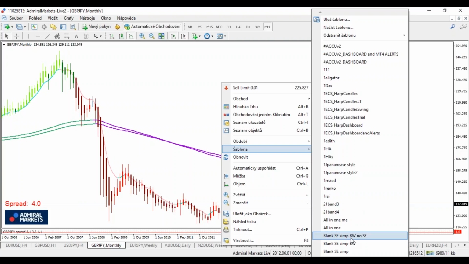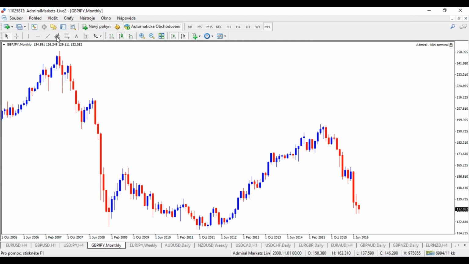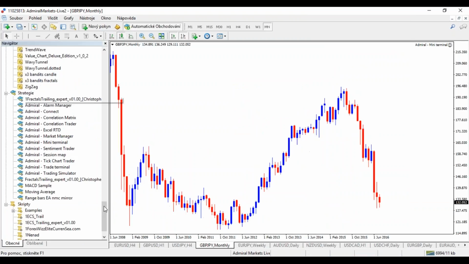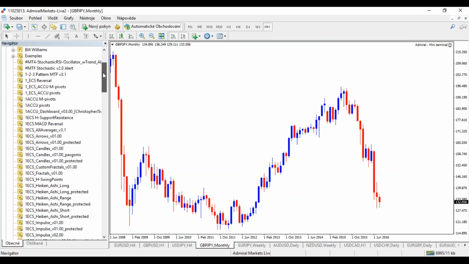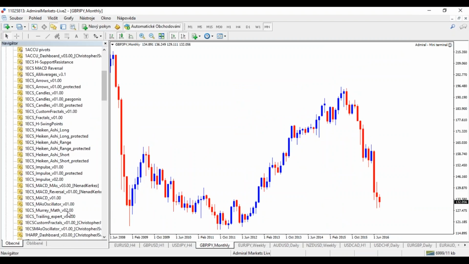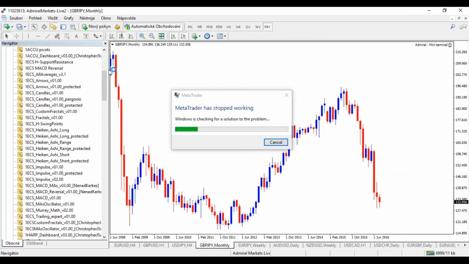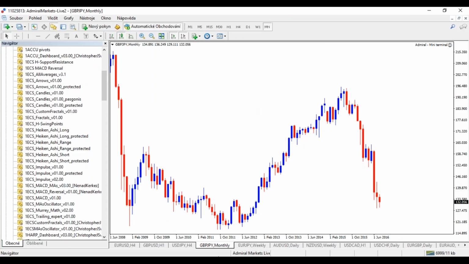Let's see. There we go. Any particular currency pair you would like to take a look at? Oh, sorry about that. Let me quickly reboot it.